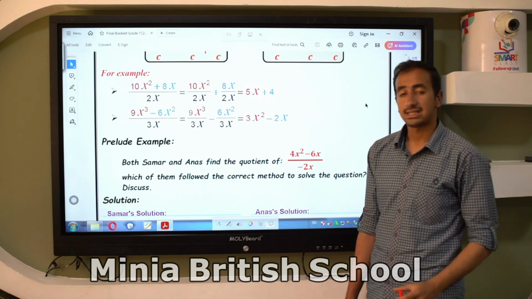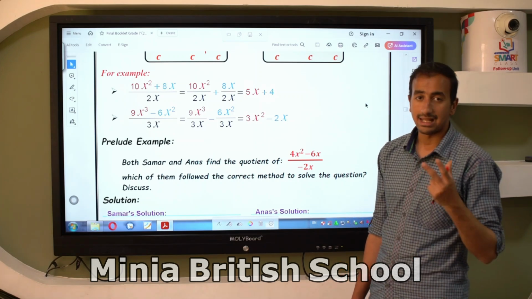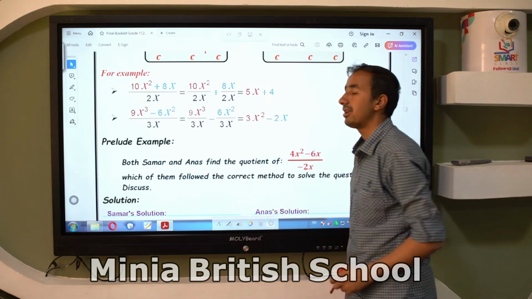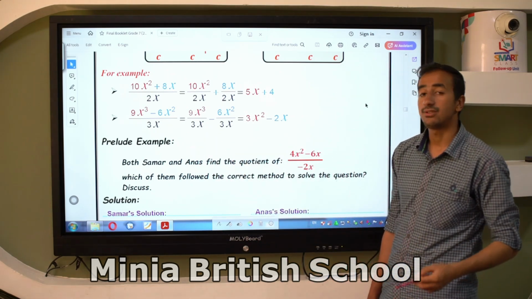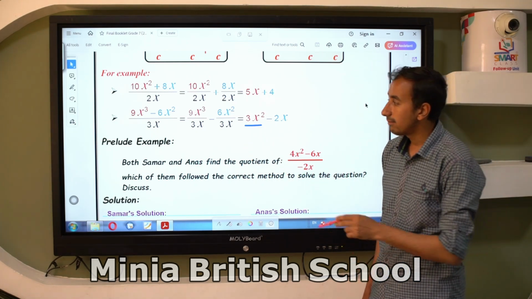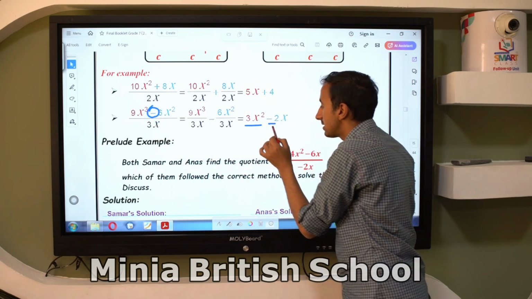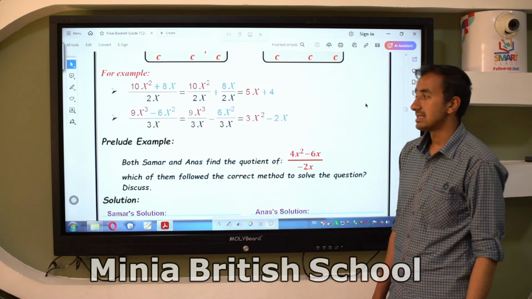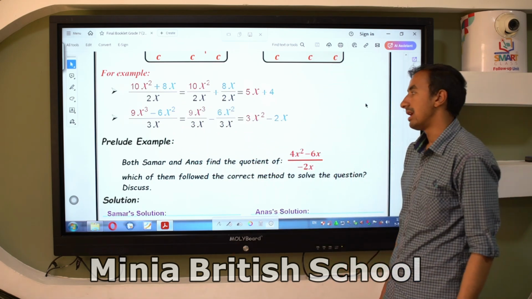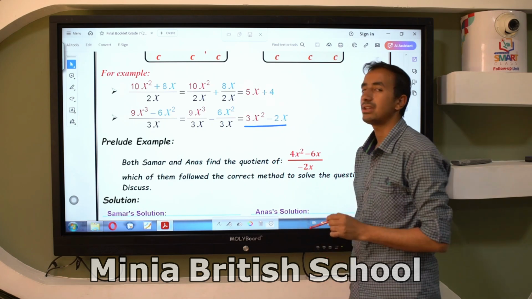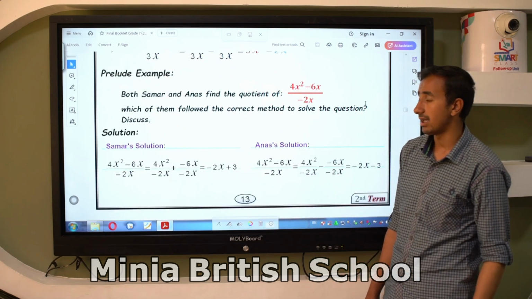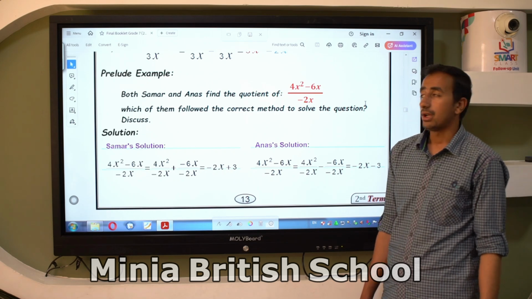9x power 3 minus 6x power 2 is an algebraic expression, consists of two terms, a binomial, divided by the term 3x. 9 divided by 3 equals 3. x power 3 divided by x equals x power 2. 3x power 2 as the first term. And minus, here, 6 divided by 3 equals 2. 2x power 2 divided by x equals x power 1, x. So we have here 3x power 2 minus 2x. Okay, that's dividing by an algebraic term.